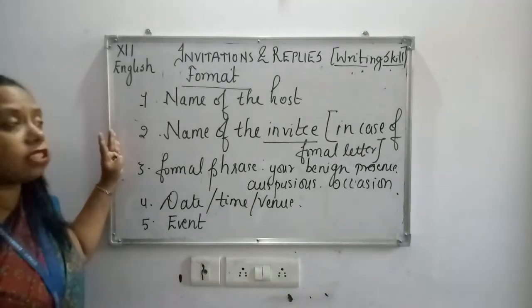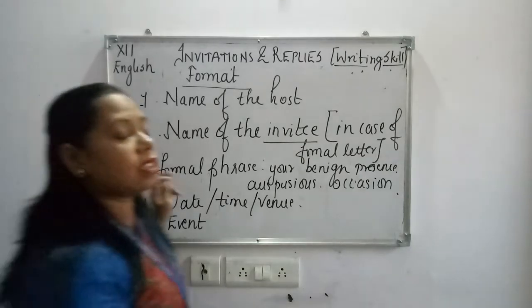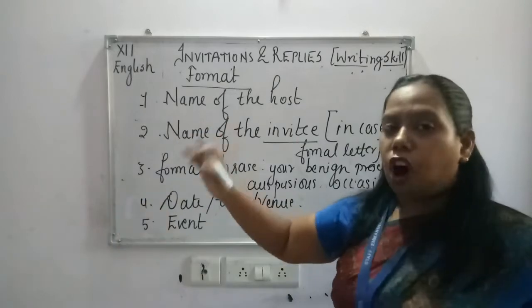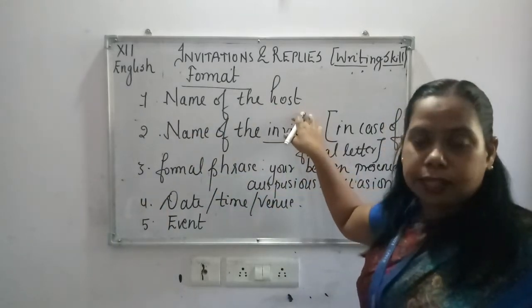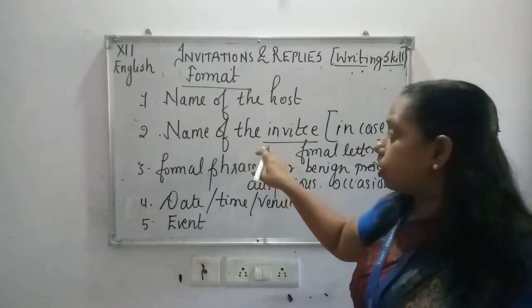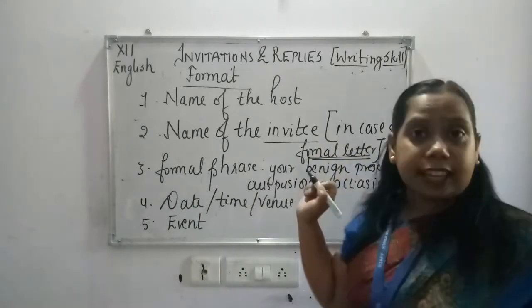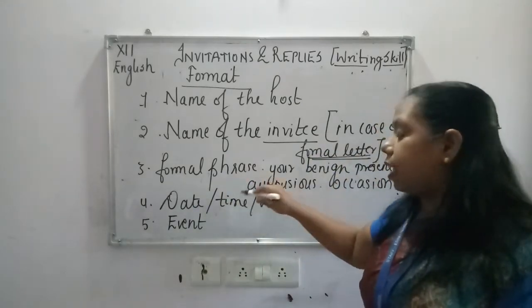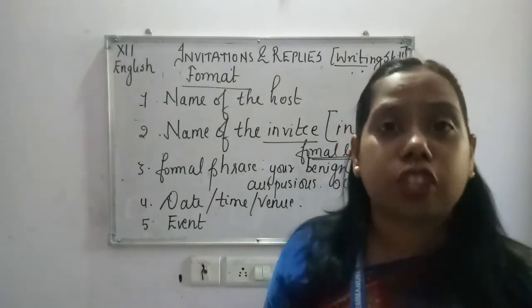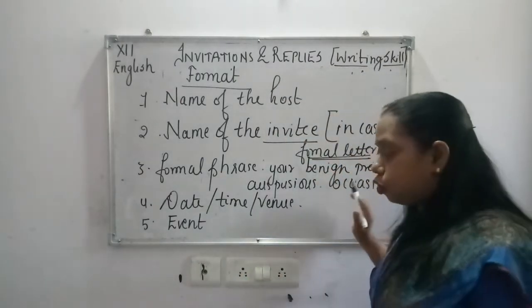So these five things should be there in the format of your formal invitation, that is your card or your letter. Name of the host should be there. Who is the host? Name of the invitee, I cleared you. This should always be there when you write a formal letter. Then the formal phrase, that is your benign presence, or your presence is required on the auspicious occasion of this and this. Like that you should use a formal phrase.